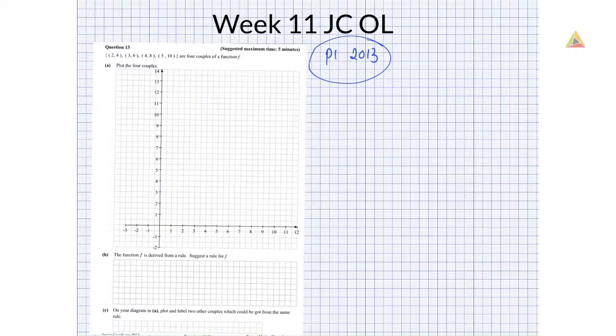So 2 on the x-axis and 4 on the y-axis. So 2 on the x-axis go up to 4 on the y-axis is going to be there. So we draw in our first point. Our next point is 3, 6. So we go to where 3 is on the x-axis and all the way up to 6 on the y-axis, which is going to be there. Next point is 4, 8. So 4 on the x-axis and up to 8 on the y-axis, which is going to be here. And the last point then is the point 5, 10. So 5 on the x-axis and all the way up to 10 on the y-axis, which is there.